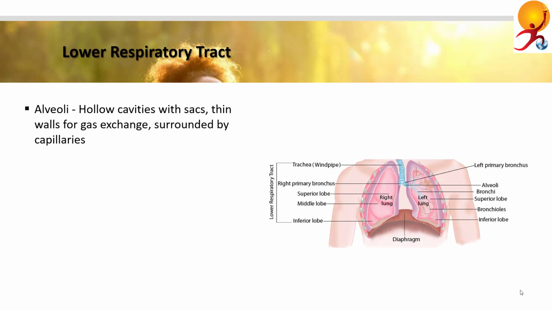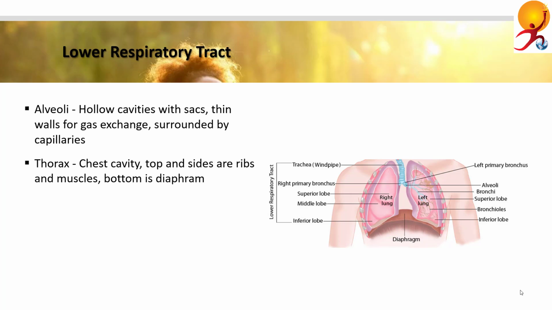Now, alveoli are individual hollow cavities contained within the alveolar sacs. Alveoli have very thin walls which permit the exchange of oxygen and carbon dioxide. They are surrounded by a network of capillaries through which these gases pass.